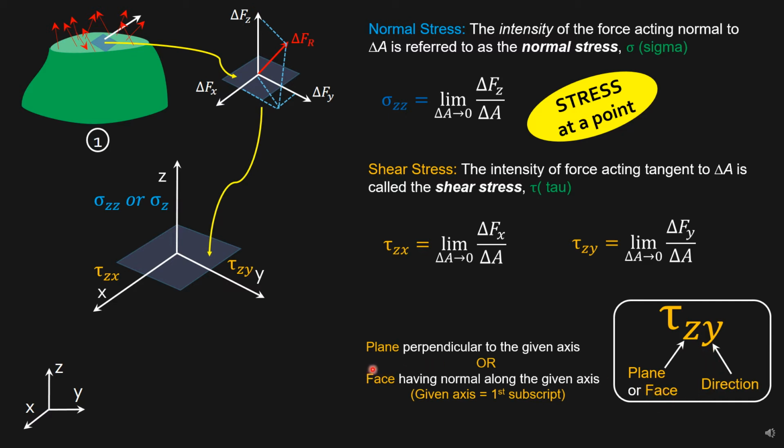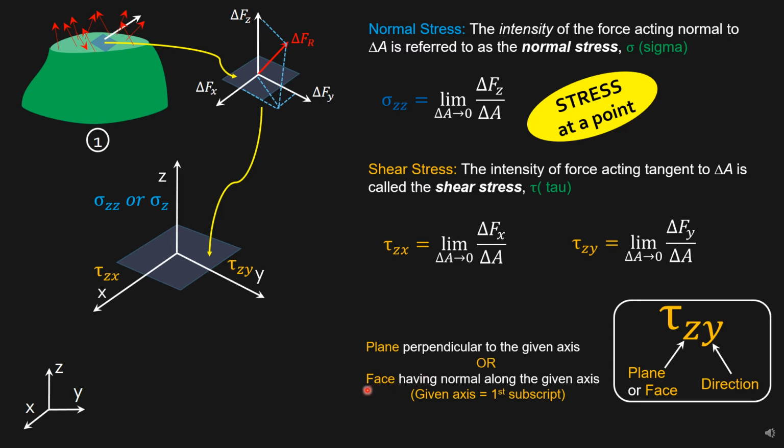So if I'm talking about the plane, then you have to consider the plane perpendicular to the given axis. And here the given axis is the first subscript. So here the first subscript is Z. So it means you have to consider a plane which is perpendicular to the Z axis. So you can see this is plane one, through which we have cut the body, and it is perpendicular to the Z axis. Or you can see that this area which we have considered is also parallel to that plane. So we can say that this area is perpendicular to the Z axis.